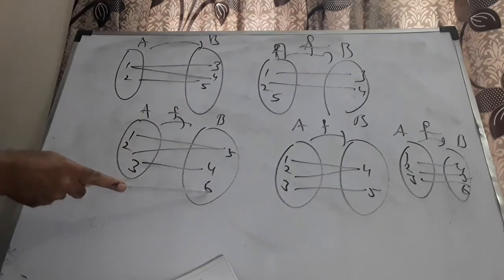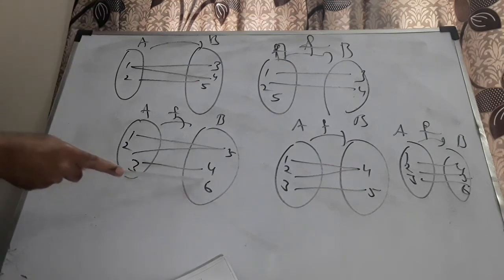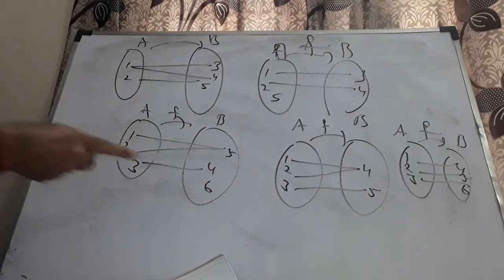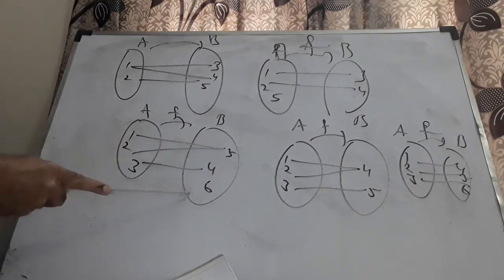Here, 6 is left out without any pre-image. The elements here are called pre-images. 6 doesn't have a pre-image. Or I can say, if we call this a train, 6 doesn't have a passenger at all in A. Therefore, it is into, or not onto. This is many to one and into.